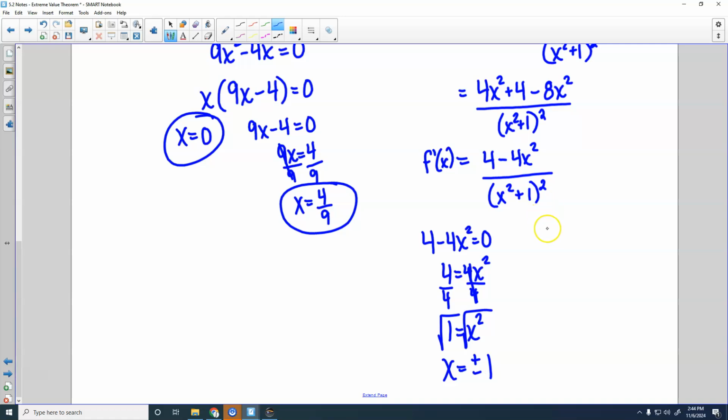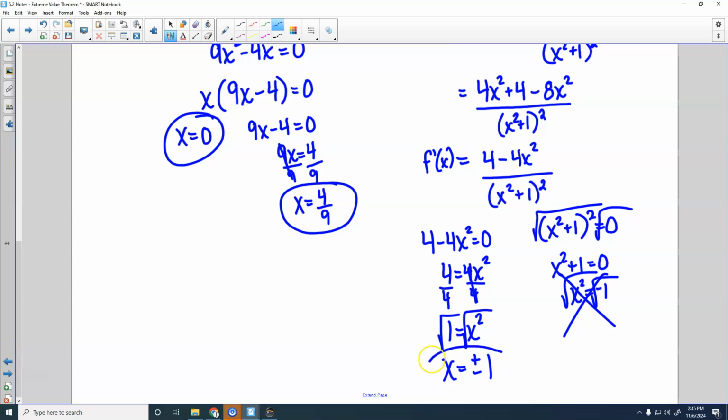Now, the other one, we would have x squared plus 1 squared equals 0. So I could square root both sides. I got x squared plus 1 equals 0. I'd have to subtract that 1. So x squared would equal negative 1. And then I need to square root both sides. Ooh, what's wrong? It's imaginary. So do you actually get any answers for this? You do not.